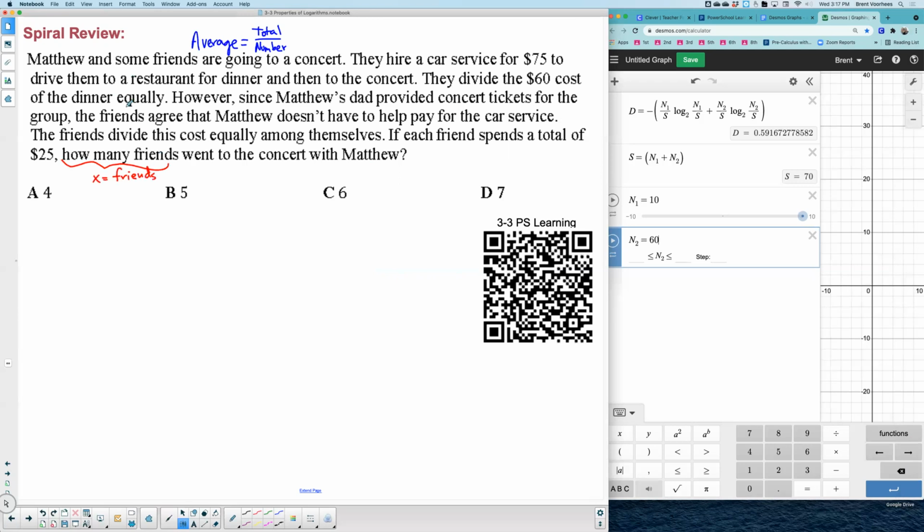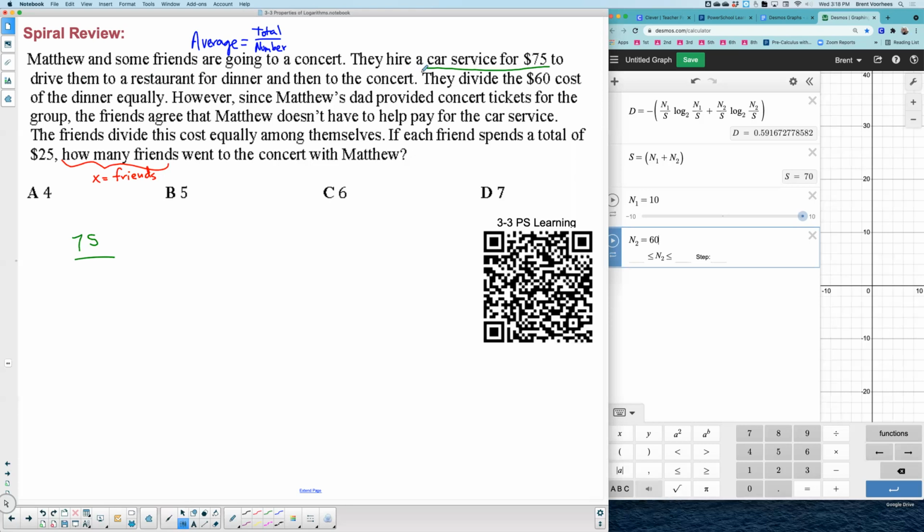So to write an equation, I'm going to focus on the money first. It says they hire a car service. I'll do this one first in green. Hire a car service for $75. So 75, they don't each pay 75. That's the total. So I'm going to take 75 and say that's got to be divided by something.